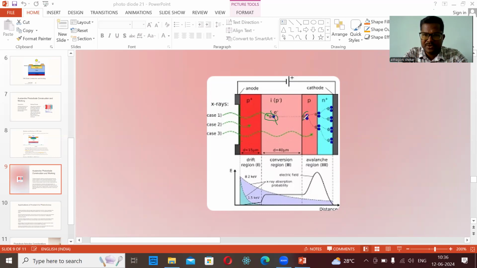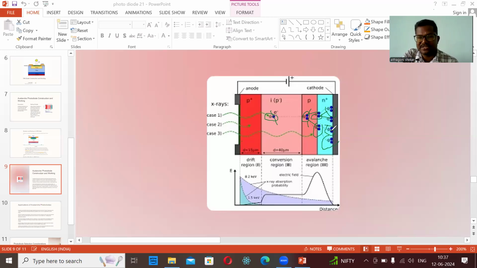This creates two charge carriers, one positive and one negative. The positive collides with another electron-hole pair, and the negative also collides with another electron-hole pair. Those two charge carriers again collide with other electron-hole pairs, creating more pairs, and two charge carriers collide with another two electron-hole pairs. So this effect is called the avalanche effect.